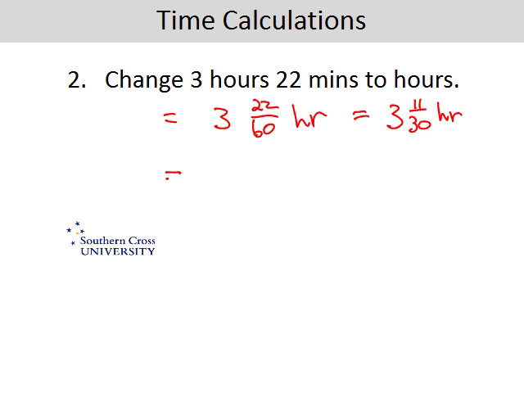As a decimal we can take this 22/60ths and convert that to a decimal. We can do that by 22 divided by 60, and so that's going to be 3 for the 3 hours and 0.366 recurring hours, and that's got it to a decimal which I'm sure that most people would be happier with.